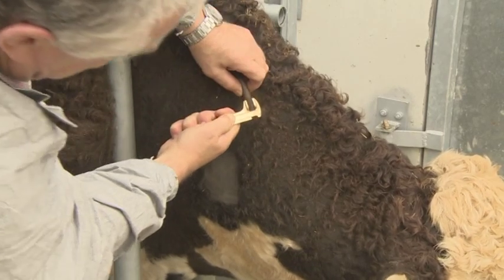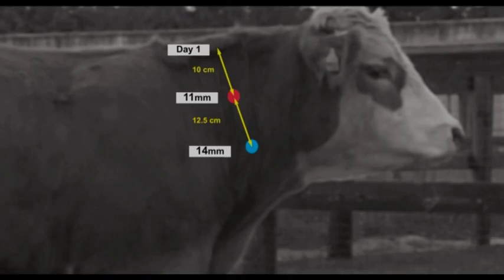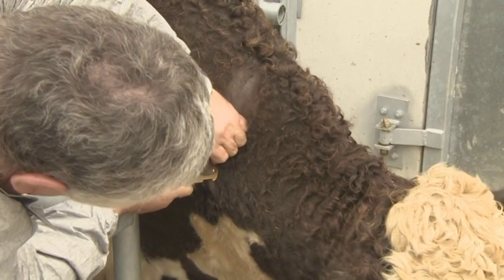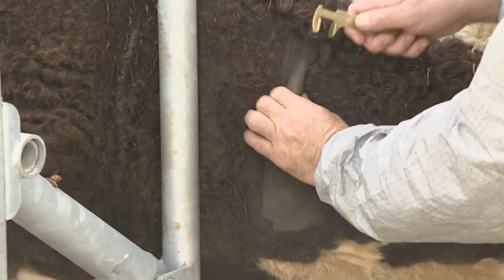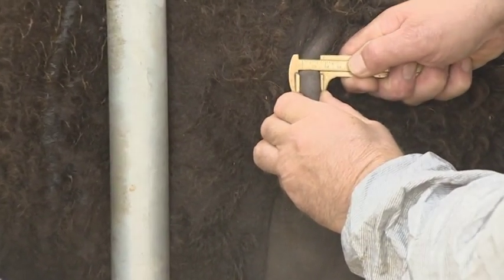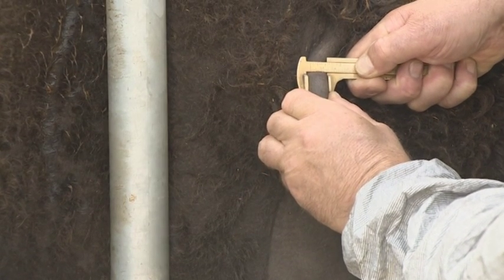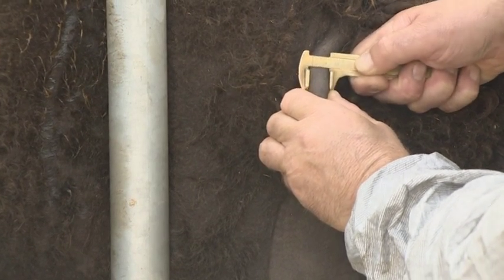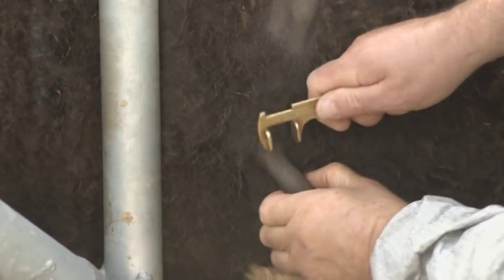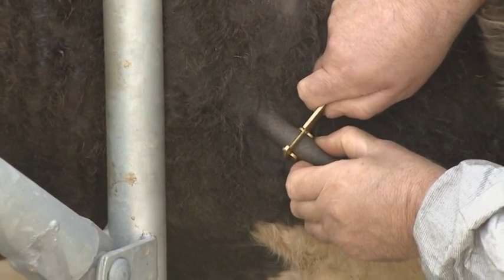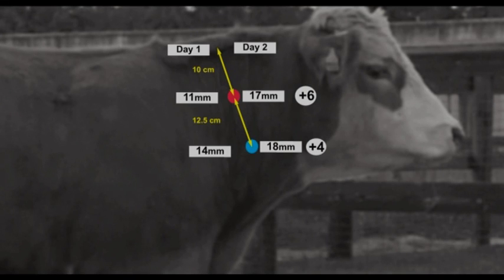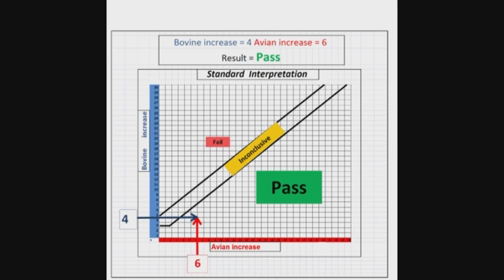Animal number 56 had first day skin fold measurements of 11 mm at the avian injection site and 14 mm at the bovine injection site. 72 hours later, the skin fold measurement at the avian injection site is 17 mm, an increase of 6, and 18 mm at the bovine injection site, an increase of 4. Since there are no clinical signs at the bovine injection site, and the reaction at the bovine injection site is less than the reaction at the avian injection site, this animal is deemed to have passed the test.